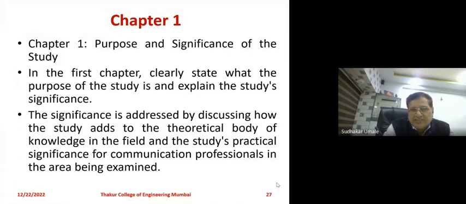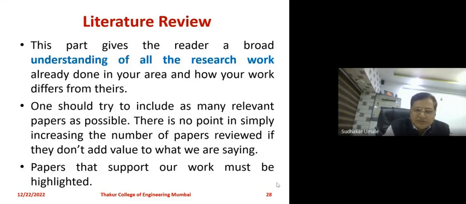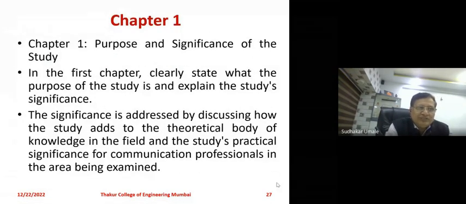So how to write chapter 1, that is the introduction. This is very important: purpose and significance of the study. In the introduction, you have to make it clear. In the first chapter, clearly state what the purpose of the study is and explain the study's significance. Already I have explained what the significance is and what the purpose of the study is. The significance is addressed by discussing how the study adds to the theoretical body of knowledge in the field, and the study's practical significance for communication professionals in the area being examined. PhD students must also explain how their research makes an original contribution to the body of knowledge in their discipline. Now this body writing is very important.